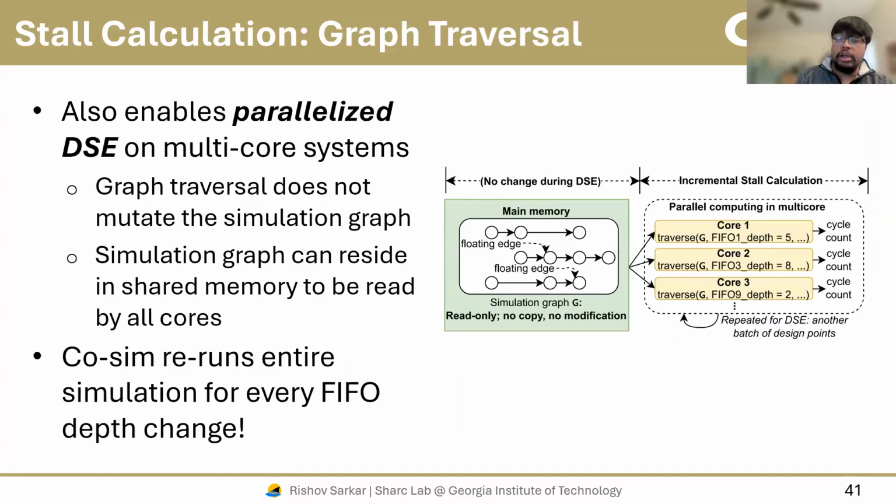This is especially good on multi-core systems because, as I mentioned, the graph traversal doesn't actually need to change anything about the graph. It just changes where those floating edges resolve to at runtime without having to write back to memory. So the simulation graph can be in shared memory, and you can have a bunch of cores, all with their own FIFO depth configurations, all doing their own graph traversal very fast, and basically do this design space exploration in parallel on multi-core systems.